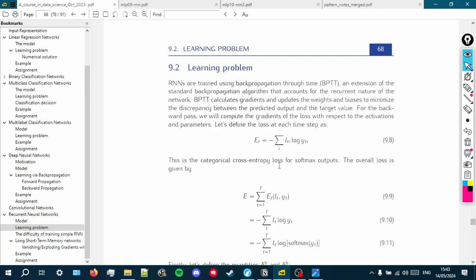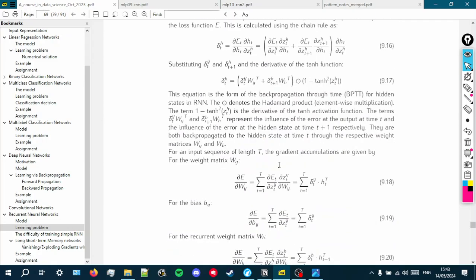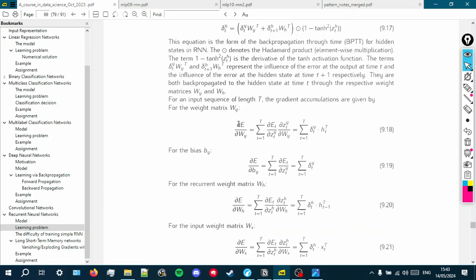In the lecture, the doctor also does this, but in a different sort of ordering. So going down here to the equation, partial E over partial WY. It's the same idea, but the doctor doesn't expand the chain rule as far. He only writes E over Z of Y, and then Z of Y over WY, and then substitutes this with delta Y.